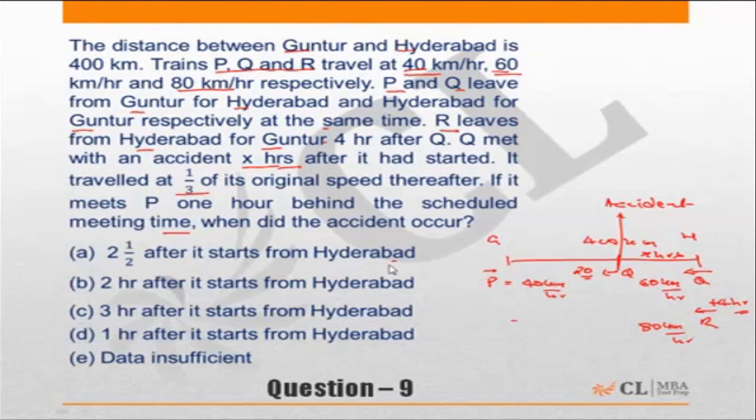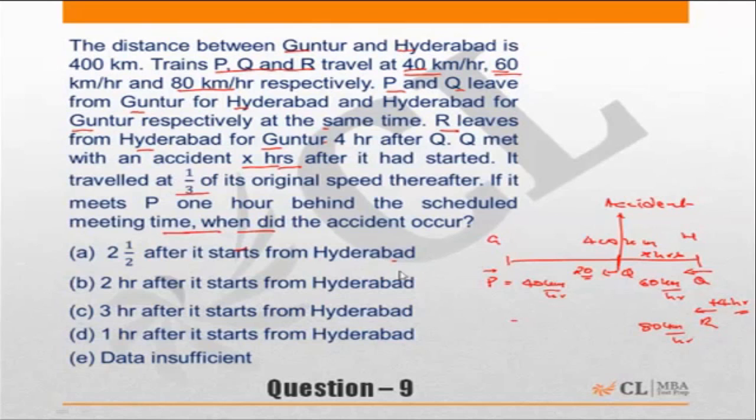If it meets P 1 hour behind the scheduled meeting time, when did the accident occur? You can choose whichever method you want to apply. You could start checking the choices, or you could just solve the question using the data given. Let's look at just solving the question and not using the choices at this point of time, and later on we'll see how to use the choices also.